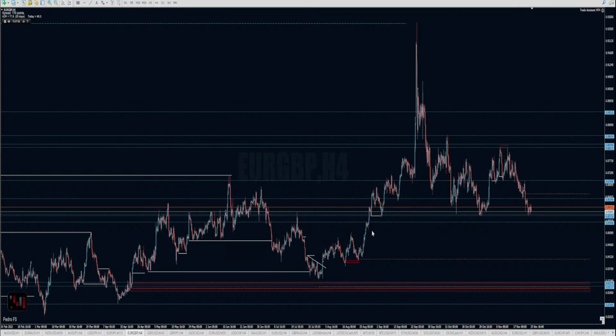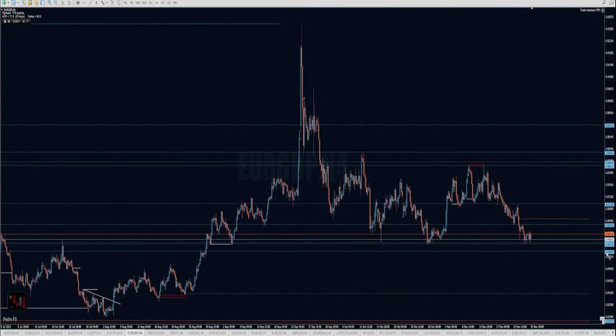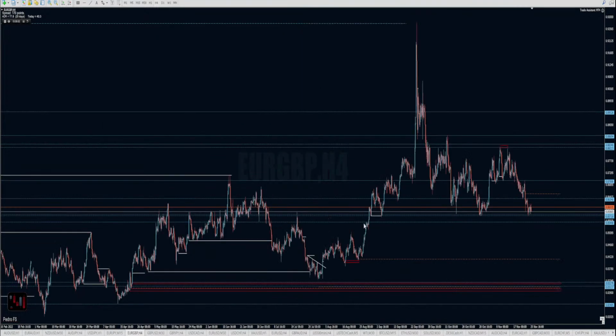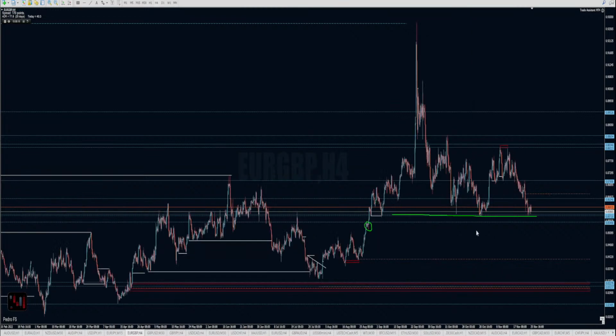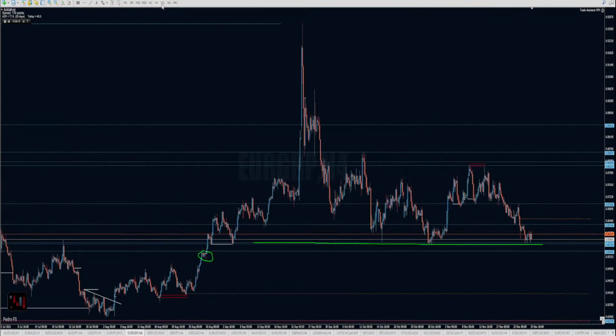Actually, this level could be interesting, this 0.854. It looks like a nice demand zone that has been left behind, and we have quite an accumulation of lows at this point. So maybe some reaction from here up, or even a little bit further down. It has been touched a few times already. So let's see. Let me take a look at the daily.